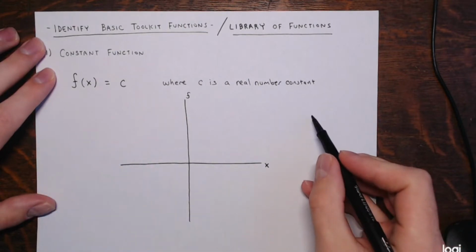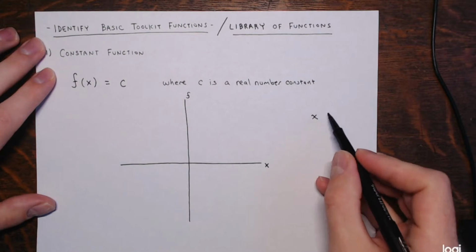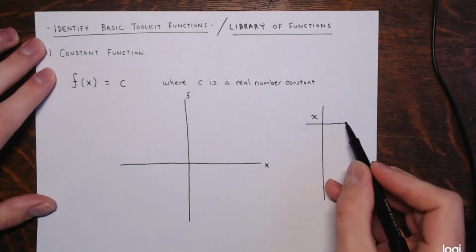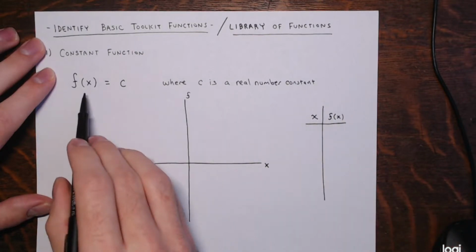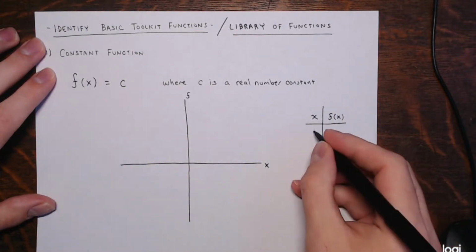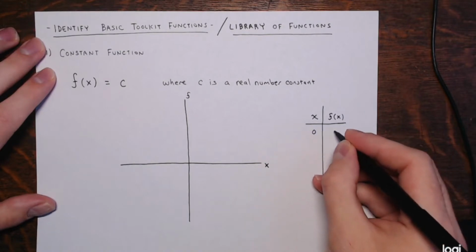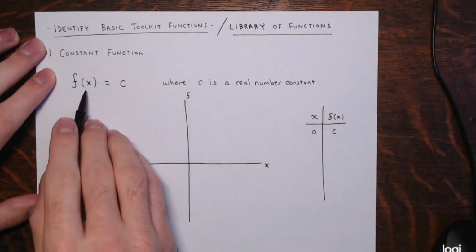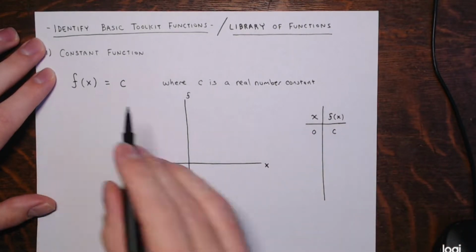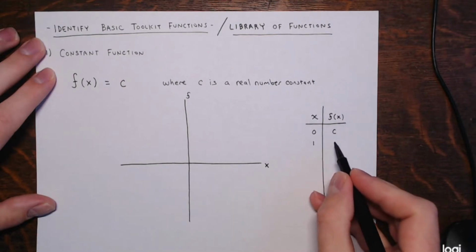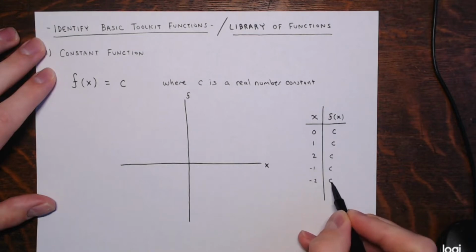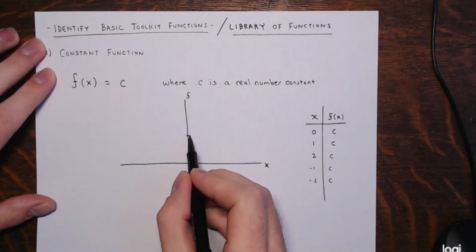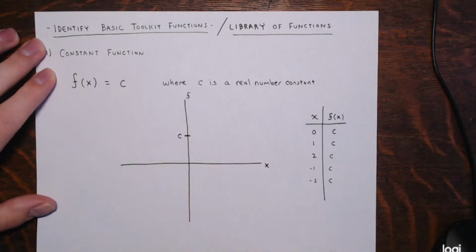Now again, the table is very simple. If you were to make a table for input x, output y, or output f of x, no matter what you plug in for x, plug in 0, the output will be whatever c is. No matter what you plug in for x, the output is c. So 0, c; 1, c; 2, c; -1, c; -2, c. So you go to c, whatever value you decide c is.